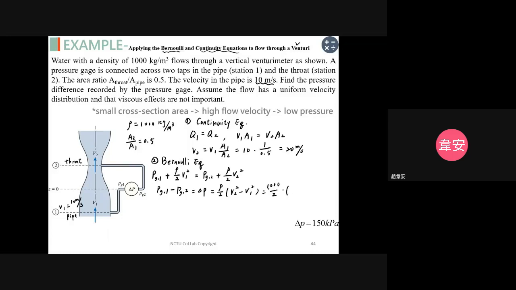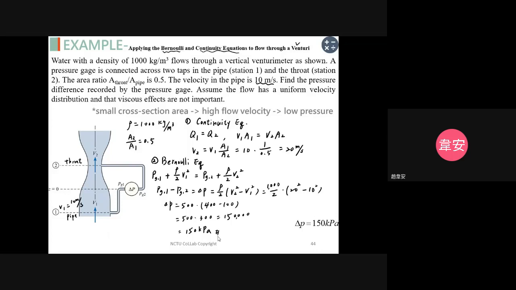V2 is 20, so we have 20 squared minus V1, which is 10 meters per second, squared. So delta P is equal to 1000 divided by 2, which is 500, multiplied by 400 minus 100, so 500 multiplied by 300, which is equal to 150,000 pascals. Finally, it is 150 kilopascals, our answer.